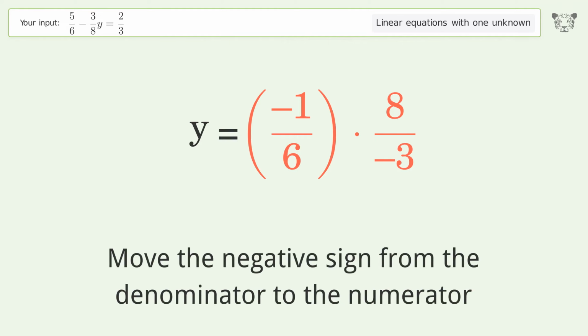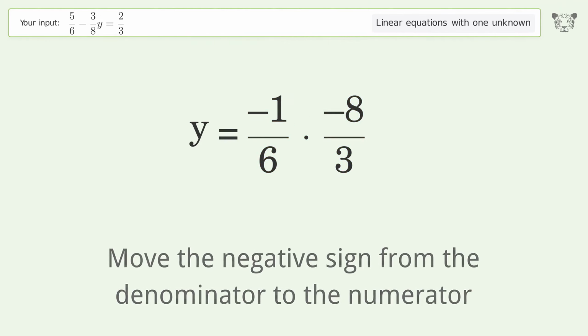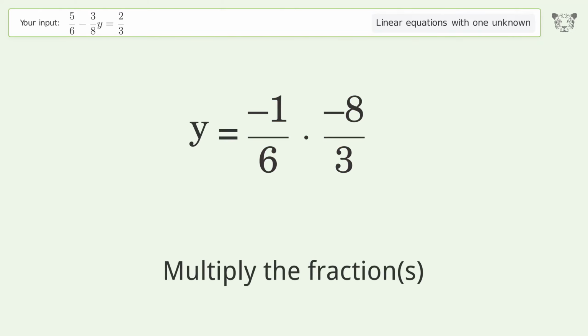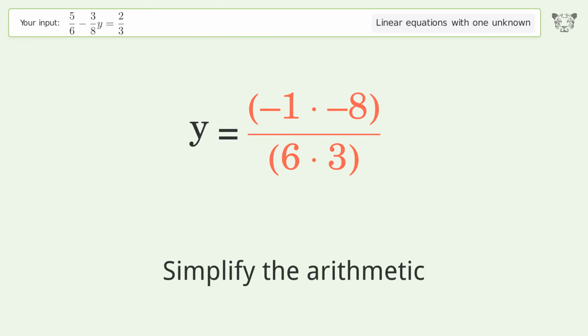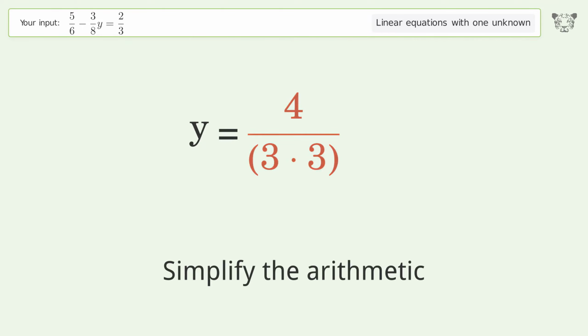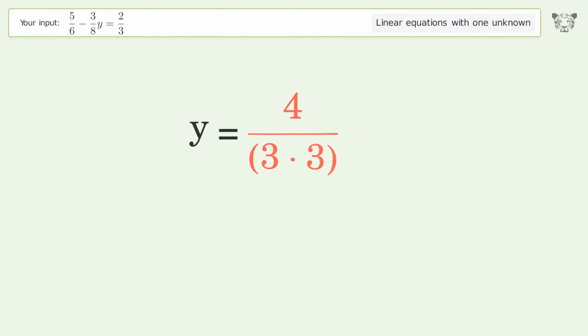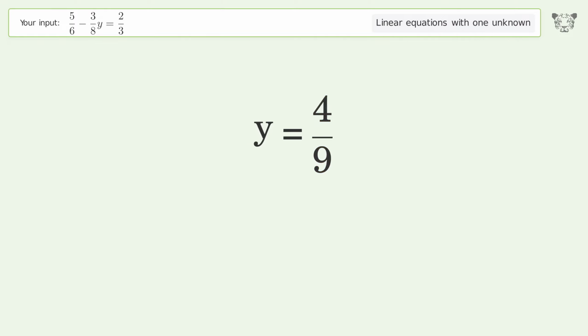Move the negative sign from the denominator to the numerator. Multiply the fractions. Simplify the arithmetic. And so the final result is y equals 4/9.